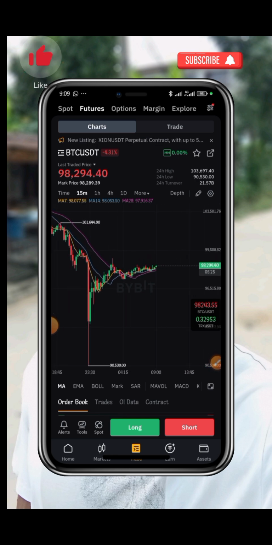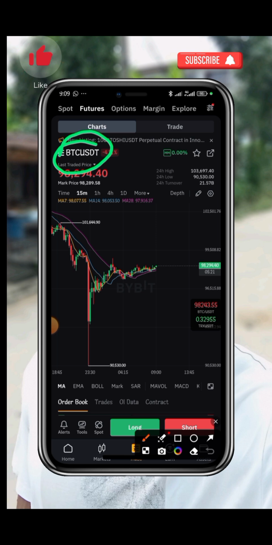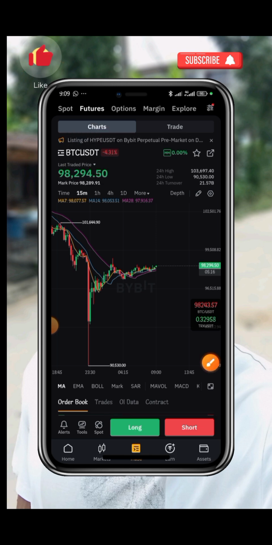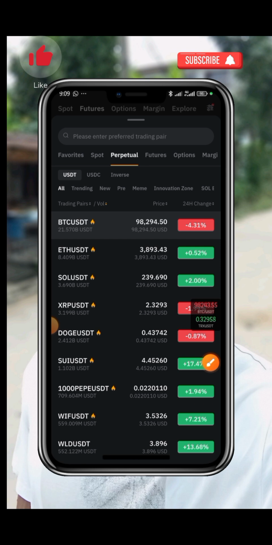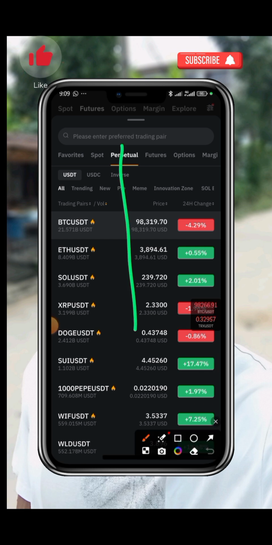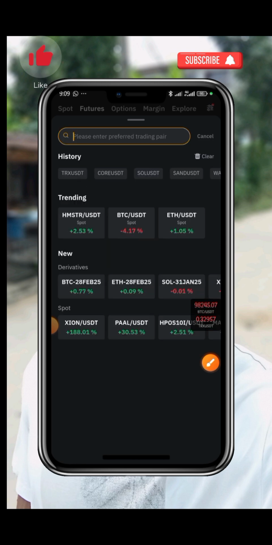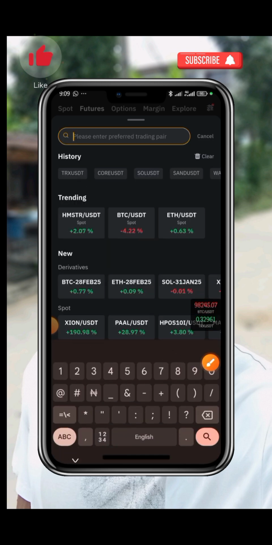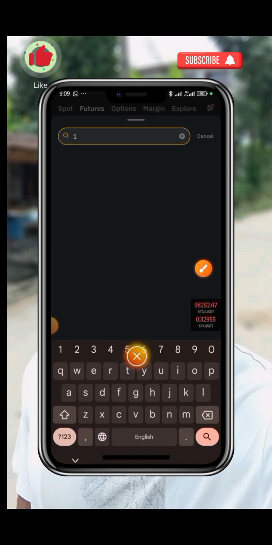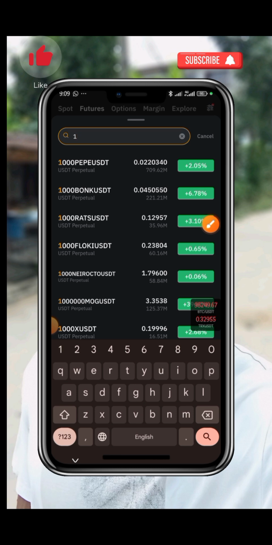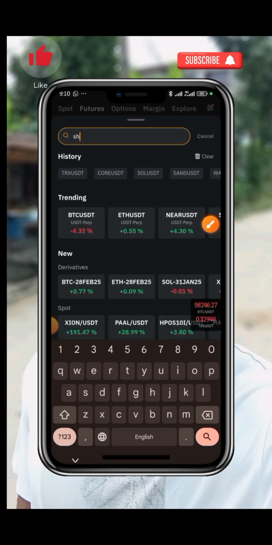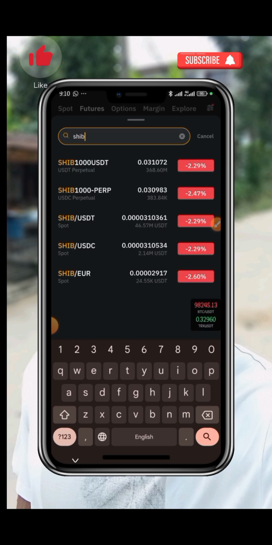Now, by the time you come to futures, you discover that if you want to know the pair, it will reflect here. Just click on it. When you click on it, there is a search bar. You just click on the search bar and type 1000 SHIB. Okay, don't get it wrong. SHIB, Shiba Inu, SHIB is also 1000 SHIB, but it is not under perpetual.